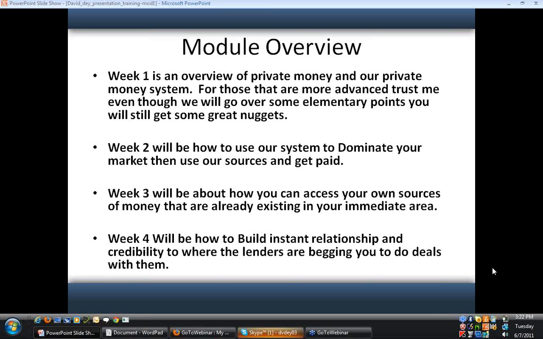And we're going to teach you how to speak the language of the private lenders. We're going to help you speak to their personalities so that they understand exactly what you're telling them, which is going to, again, add to your credibility, add to their comfort level with you, which is going to get deals done.